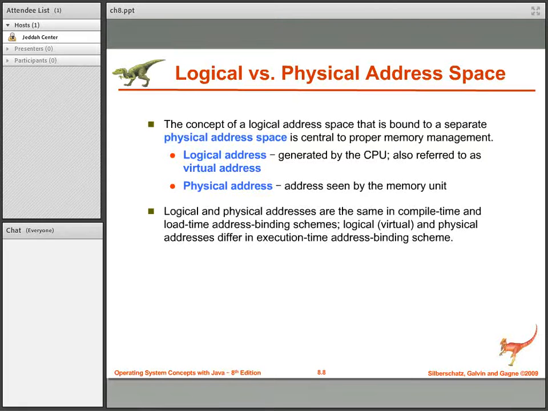These two types of addresses are the same in the compile time state, and in the load time state. They differ in the execution time.